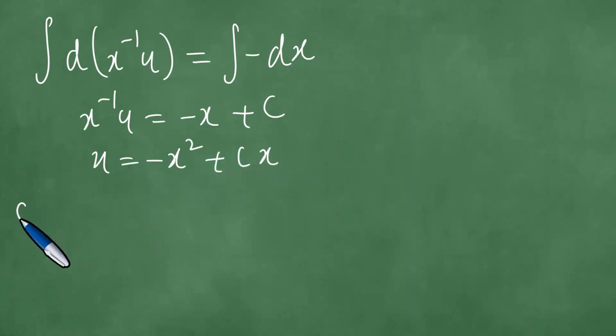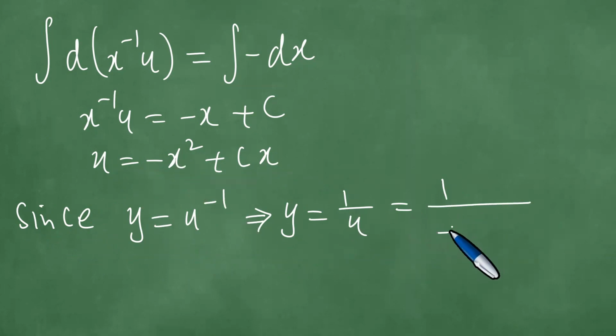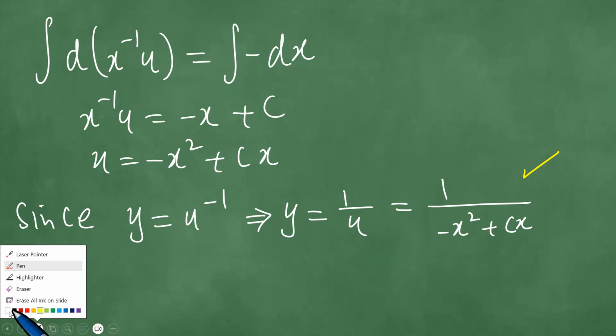What do we know? Since we know that y is equal to u to the power minus 1, this then implies that y is 1 over u. And what is u? u is minus x squared plus cx, like this. And this is the solution to the problem, and we have solved this problem in detail. So in other words, we conclude.